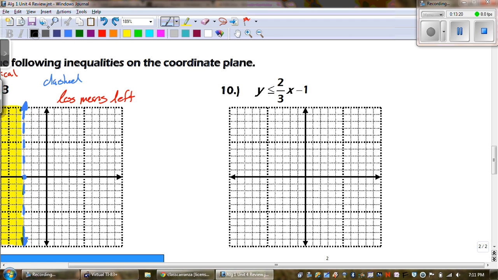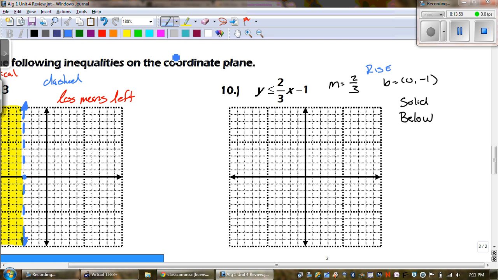So, things we need to know. We need to know our slope. Our slope is 2 over 3, and that is rising, okay? Our y-intercept is 0, negative 1. So the next couple questions we asked, is it solid or dashed? It's solid, okay? Because I'm just looking at the inequality symbol right now. And then do we shade above or below? It's the less than sign, so we shade below, okay?